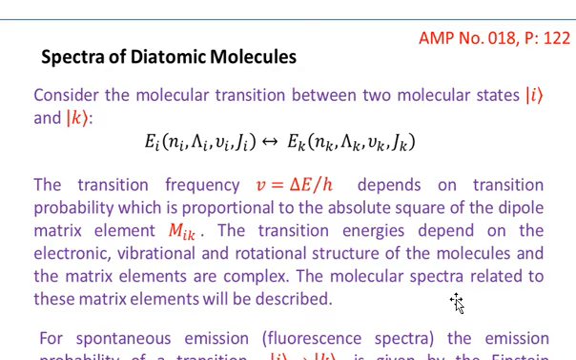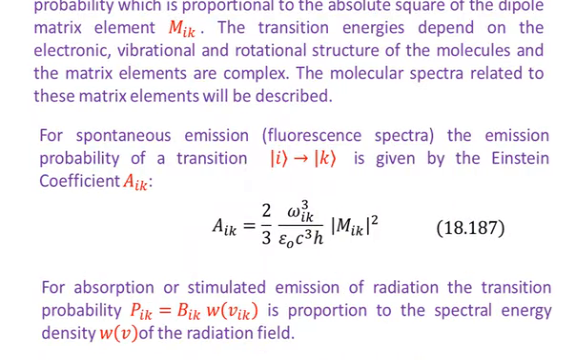The molecular spectra related to these matrix elements will be discussed in greater detail. Because our transition probability depends upon the dipole matrix elements, of course we need to discuss them in great detail. For spontaneous emission, which is also known as the fluorescence spectra, consider the emission probability of the transition from the ith state to the kth state.